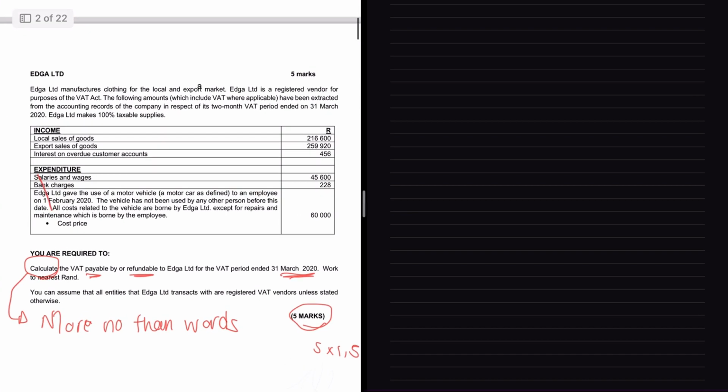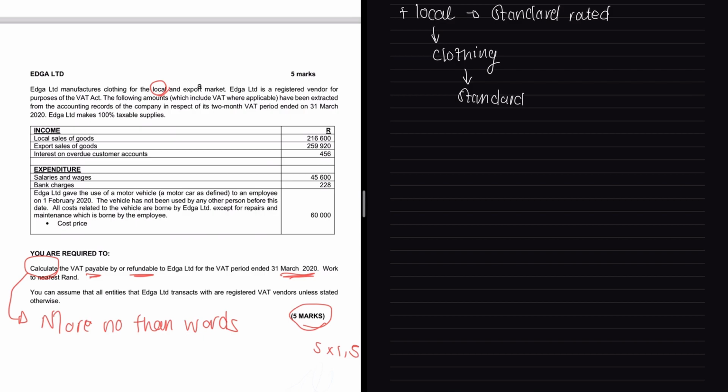We are told Edgar Ltd manufactures for both local and the export market. So if something is local, it is standard rated. But also, what are they selling? They are selling clothing, right? And most clothing is, again, standard rated. When something is standard rated, your VAT is at either 14% or 15%, depending on when VAT was charged, but in this question, it is just 15%. Okay?